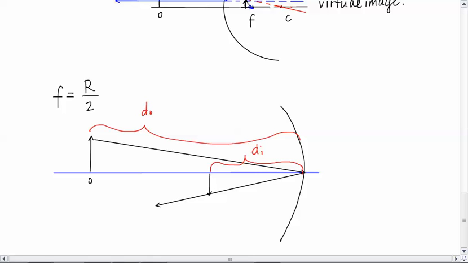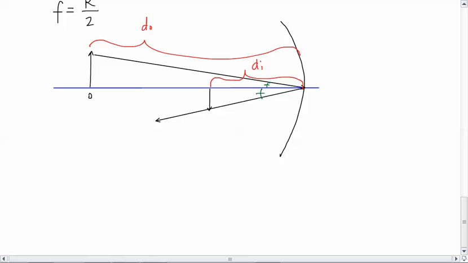Now, because this ray hits the mirror and bounces off, and it's at this little tiny intersection where it's almost a plain flat mirror, then this angle here, theta, is equal to that angle there, theta, even though they're not drawn that way today.